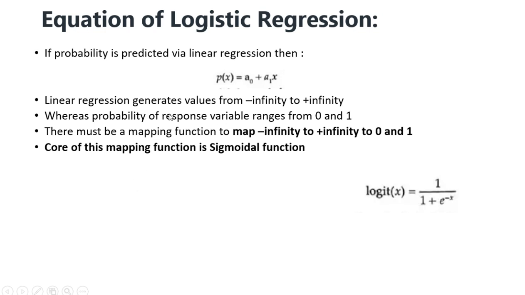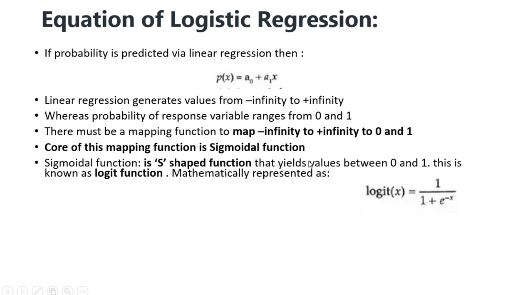So which is this mapping function? The mapping function is nothing but the sigmoidal function. What is the job of the sigmoidal function? To map the values from minus infinity to plus infinity to 0 and 1. That's the job of the sigmoidal function. So the core of the mapping function is nothing but your sigmoidal function. It is an S-shaped function which will yield a value between 0 and 1. It is also called the logit function. Mathematically, logit of x is equal to 1 by 1 plus e power of minus x, the same sigmoidal equation which I gave in the previous slide.